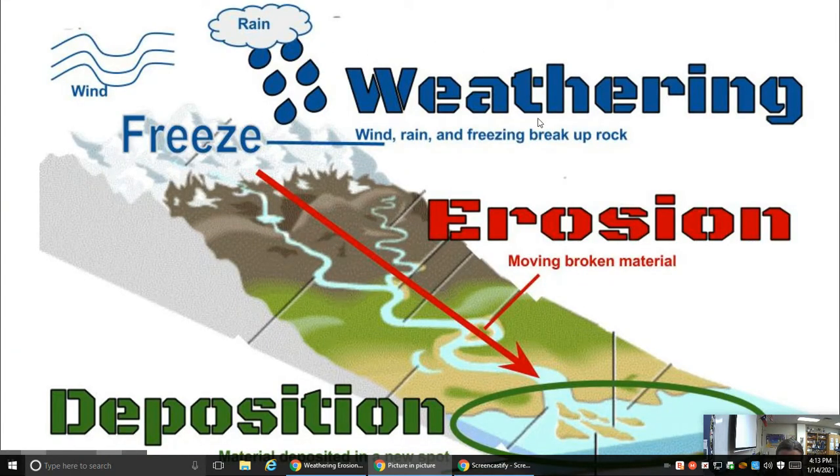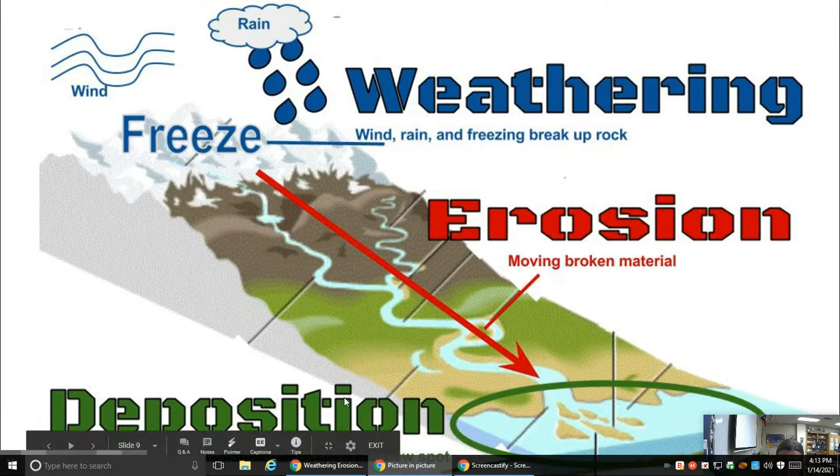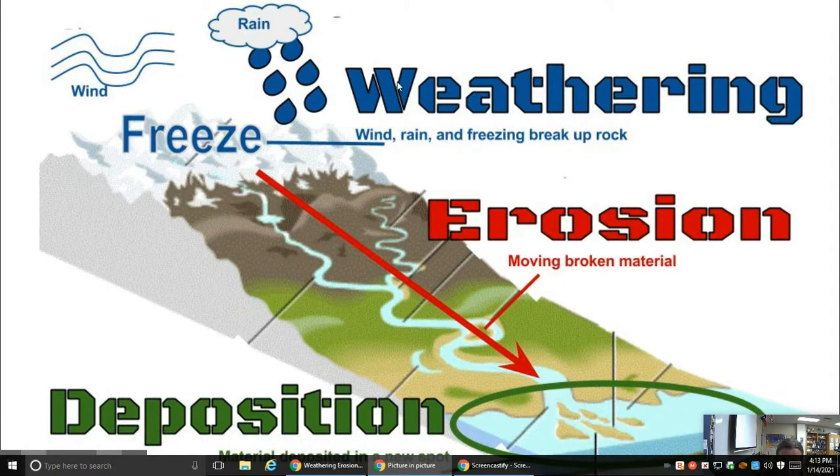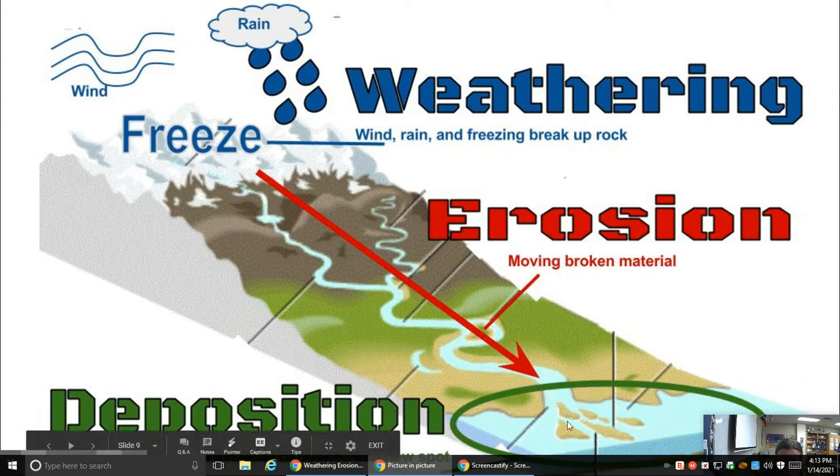So in summary, weathering, erosion, and deposition change our landforms on Earth. Weathering, thinking of the breaking of that rock. Erosion is going to be the transportation of those sediments, and deposition is when those sediments are going to be deposited to a new location. And you can see how Earth's surface is changing here.